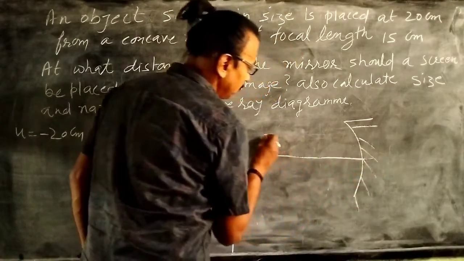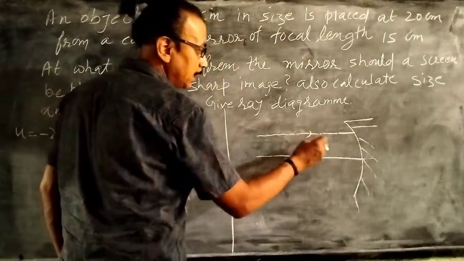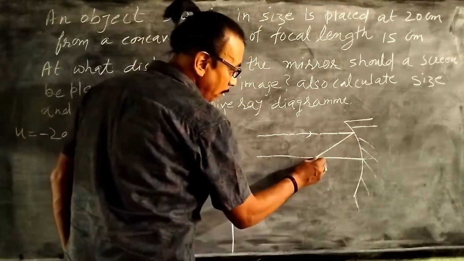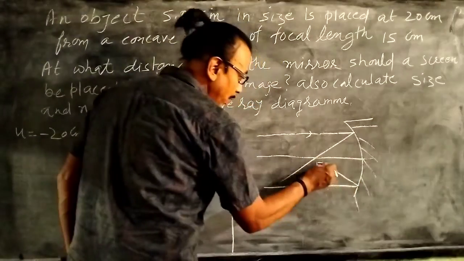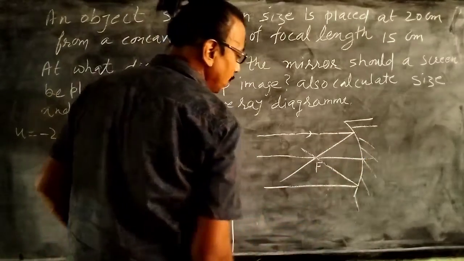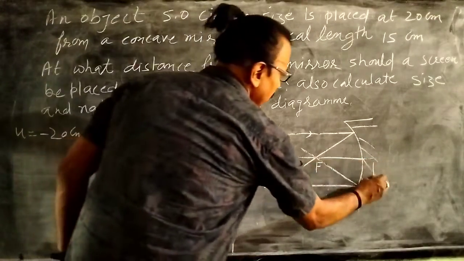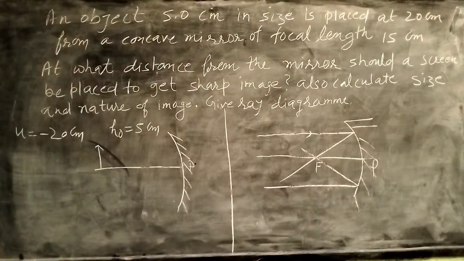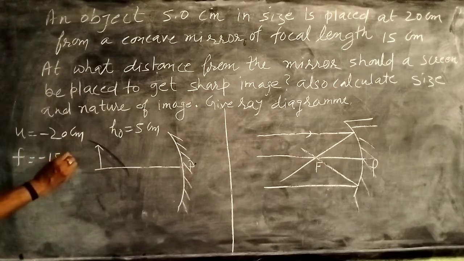For focal length, again I am repeating, incident rays parallel to the principal axis, after reflection, pass through a fixed point on the principal axis. This point is called focus. For a concave mirror, focus is always to the left of the pole. Therefore, focal length will be negative, minus 15 centimeter.